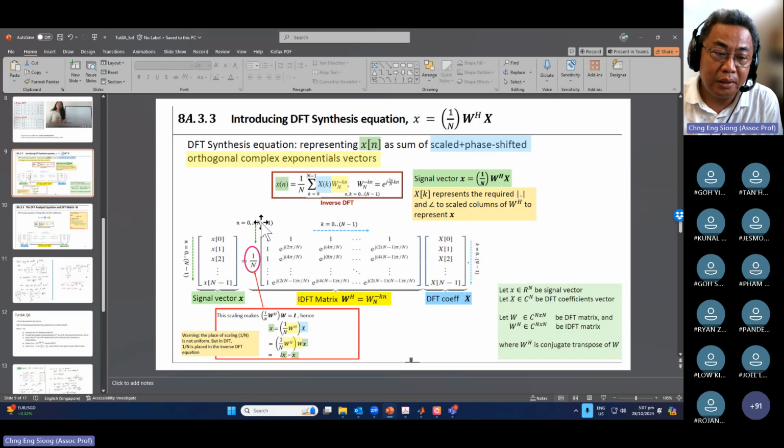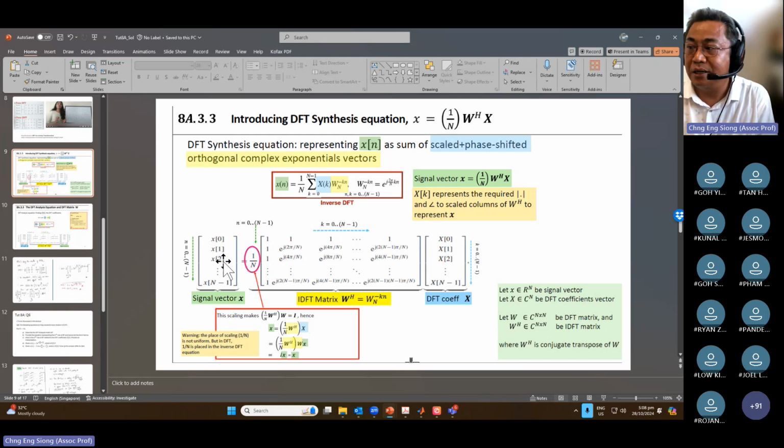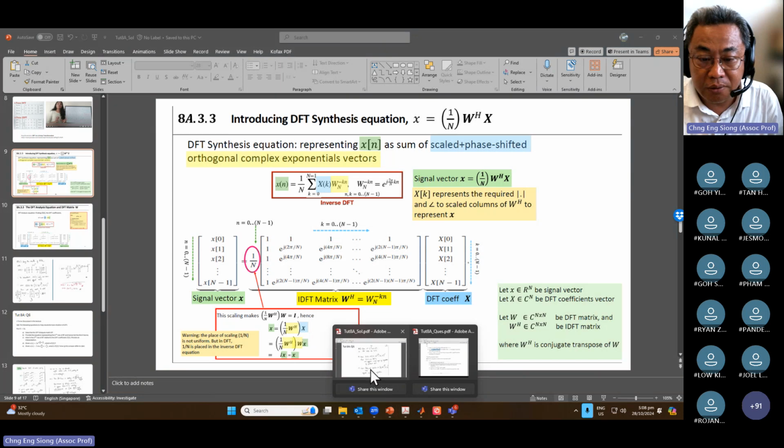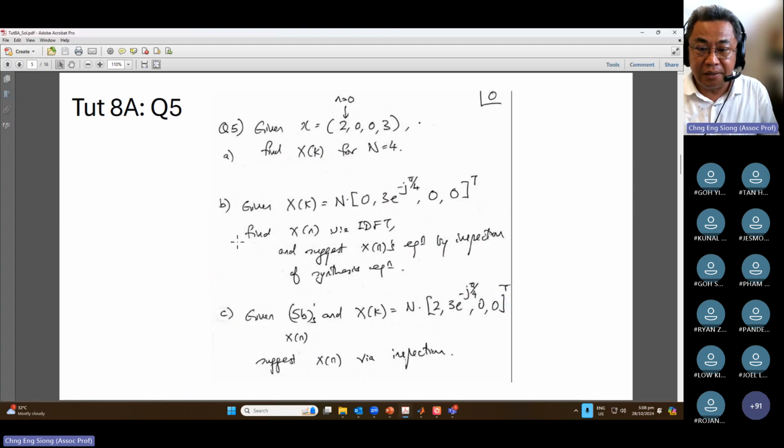The other way is to look at the left-hand side. This is small x. Small x is always running from n equals 0 to big N minus 1. Therefore, each row of the W^H must also be running over time, because otherwise it doesn't make sense on the left and right-hand side. Okay, with that, I'm done with question 5A and 5B.